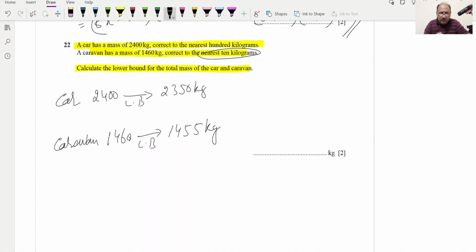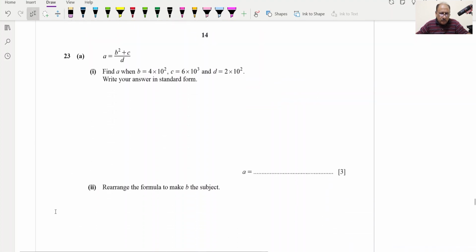Now we can add these two, so the total will be what, 2350 and 1455, and this will be 50, and this will be 8 and 3, so 3805 kilograms. This is a 2 mark question.